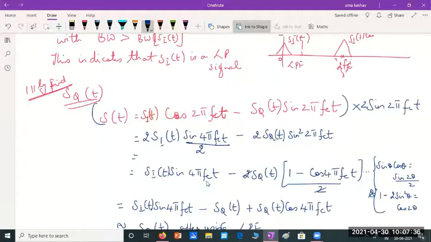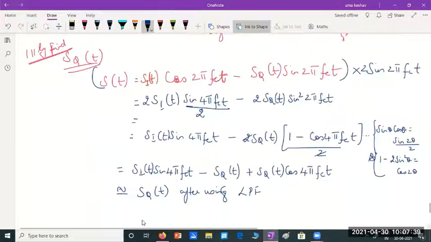Yeah, when I multiply it with 2 sine 2 pi fct, I'm getting minus SQ. So if I multiply with minus 2 sine 2 pi fct, you see what happens to the first term. It becomes minus 2 into Si of t cos A sin A. Cos 2 pi fct sin 2 pi fct will be sin 4 pi fct by 2, right? And then the second term becomes minus 2 SQ. So this becomes plus 2 times SQ of t sin square 2 pi fct.